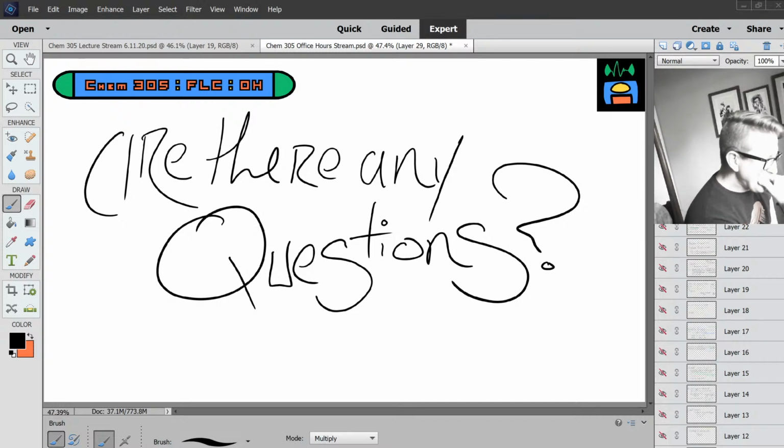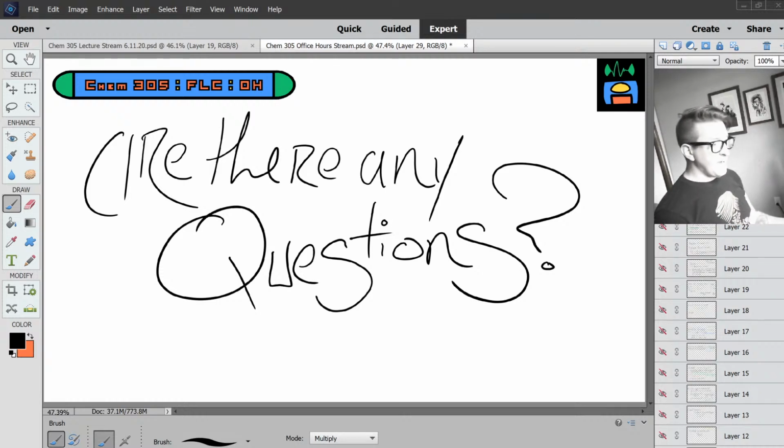Let's see. Susan, great question. So it turns out 1 milliliter is equal to 1 cubic centimeter. So those two units are the same.